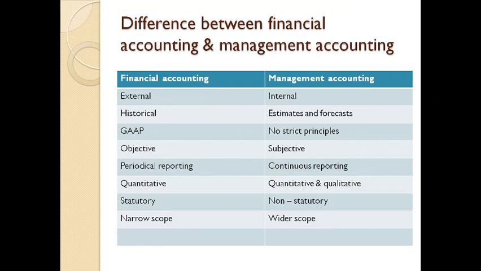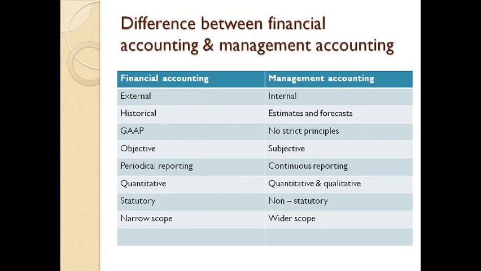The second difference is based on nature. Financial accounting contains historical information, whereas management accounting contains actual data as well as estimates and forecasts, because it is that part of management which helps in decision making.